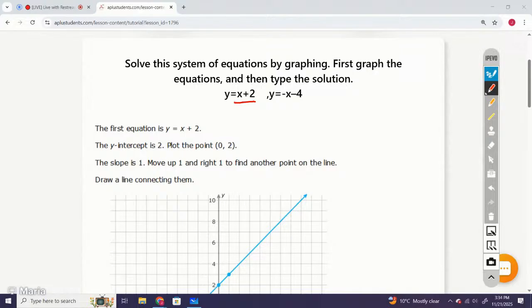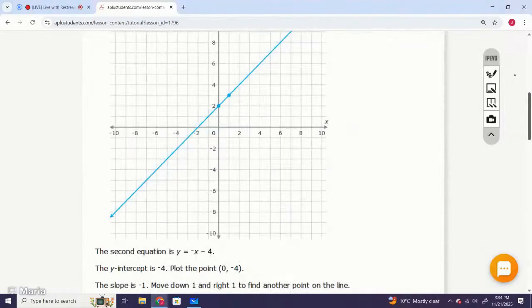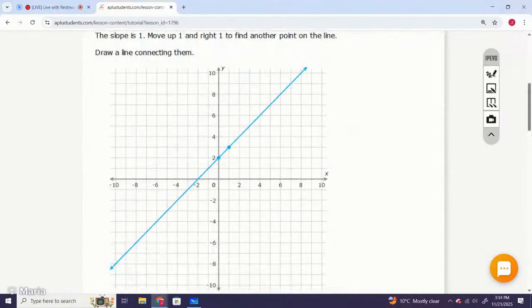We need to find the slope and the y-intercept. If you compare this equation with the general form, y equals x plus 2, that means the slope of the graph is 1 and the point where the graph intersects the y-axis, the y-intercept, is 2, right? So we can use these 2 points and plot the graph for the first equation.